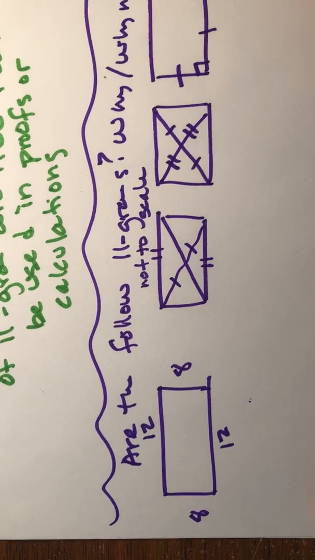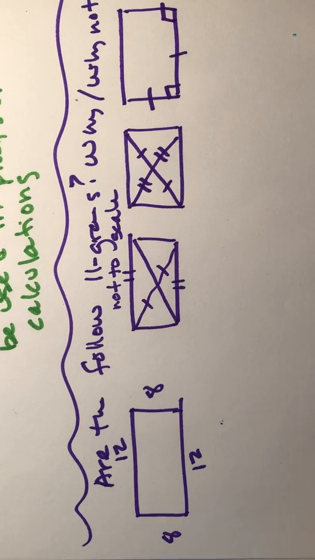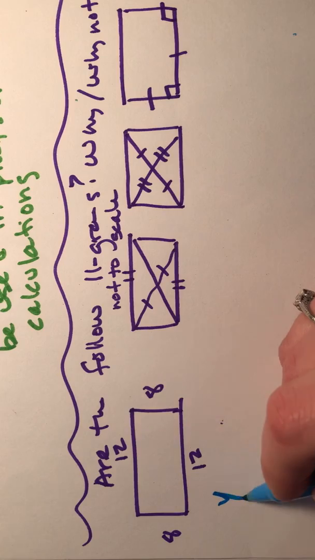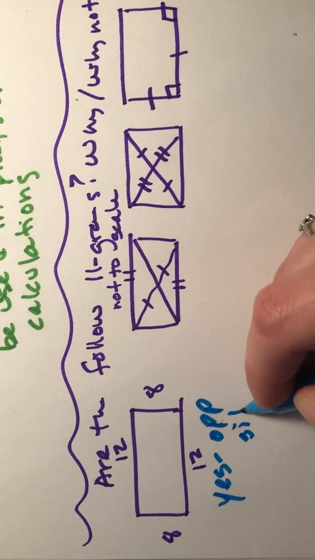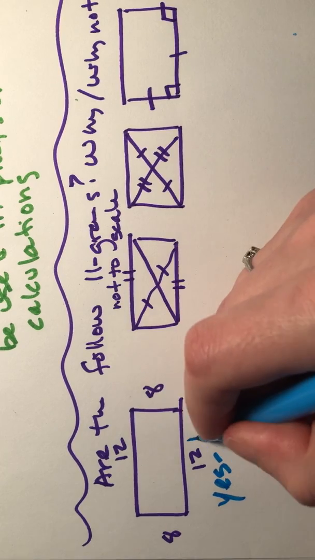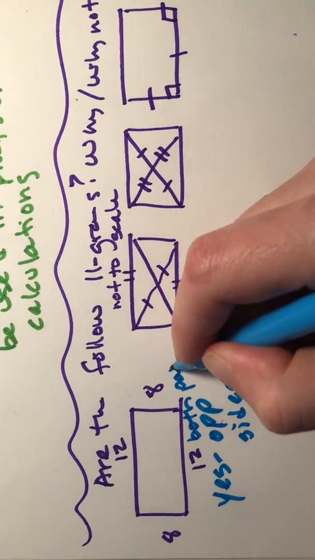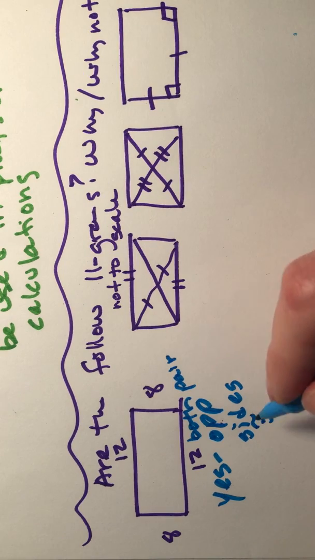Okay, how about the first one? The first one, 12's equal to 12, 8's equal to 8, yes. Opposite sides, both pairs, are congruent.